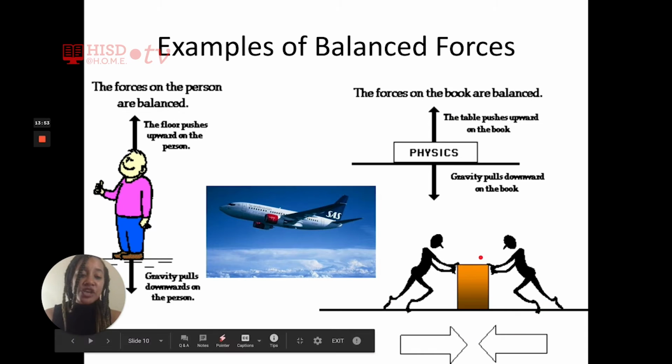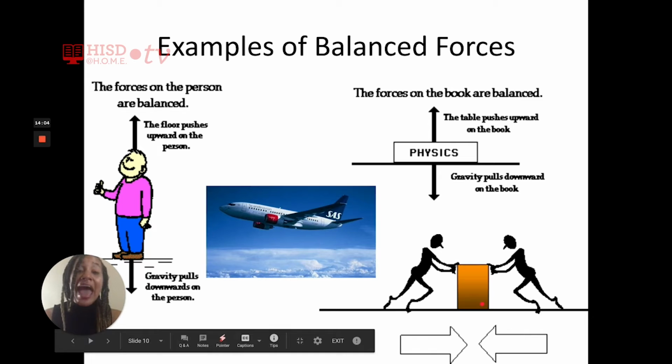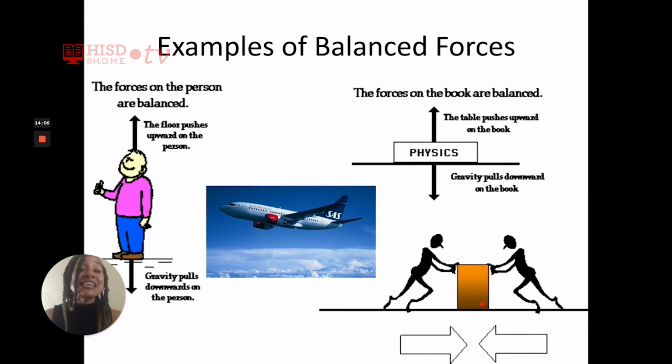In this last picture, the two people are pushing on the box with the same amount of force. Therefore, the box is not moving. As a result, this box is experiencing balanced forces. Now, although in example 1 the man is not moving, example 2 the book is not moving, and example 3 the box is not moving, balanced forces does not only mean the object will not move.